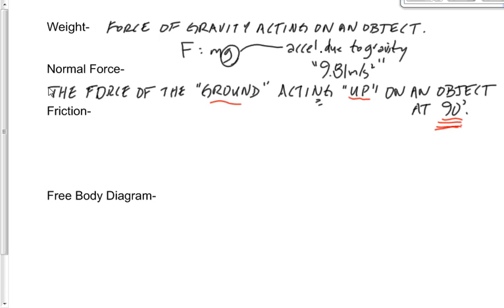One more little thing with normal force here. The normal force is the apparent weight. What does that mean? The apparent weight of an object. Yes, still with normal force. The apparent weight of an object is how heavy the object feels.